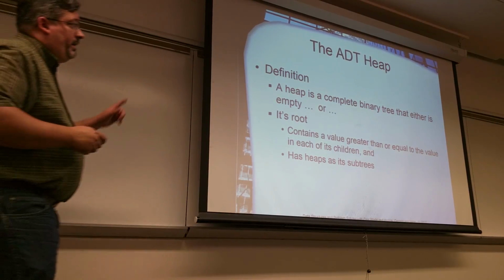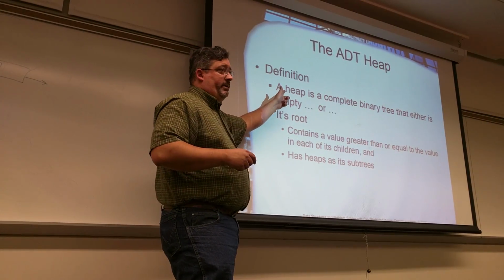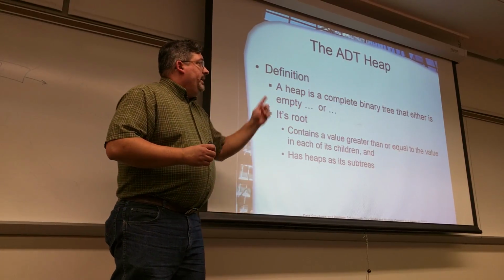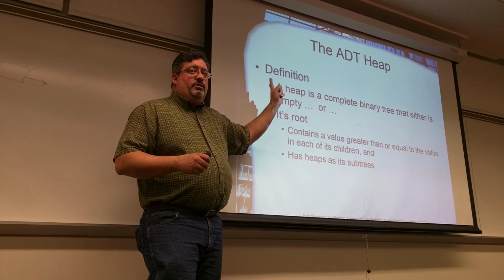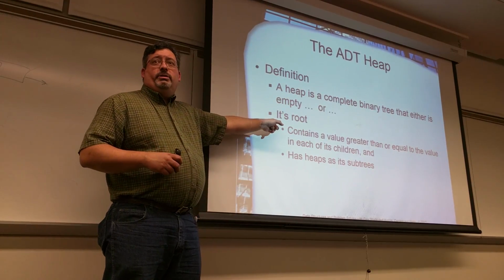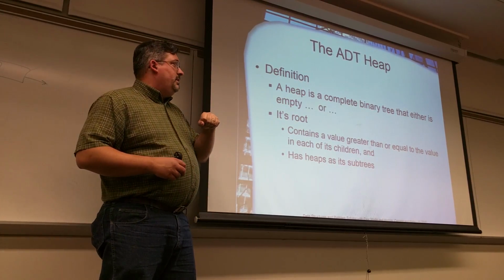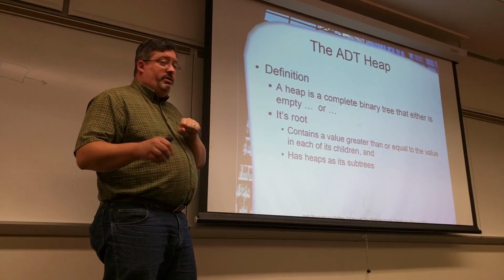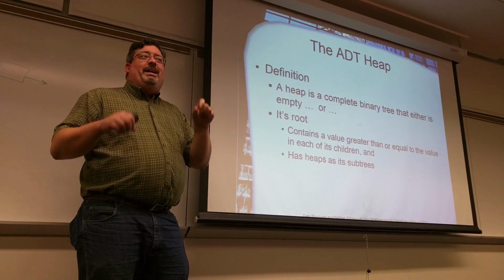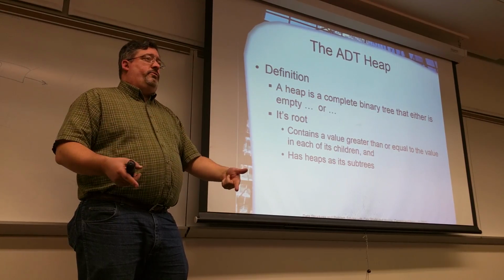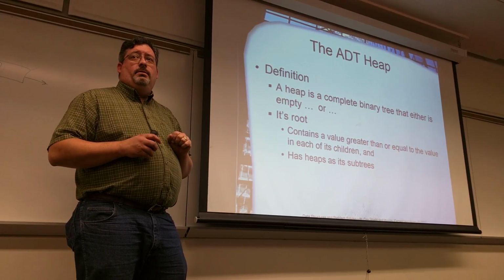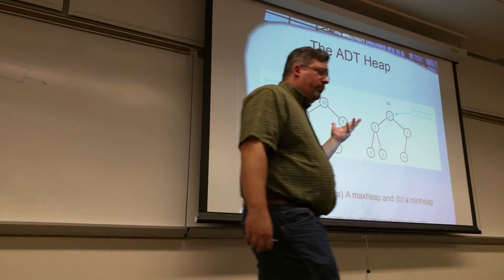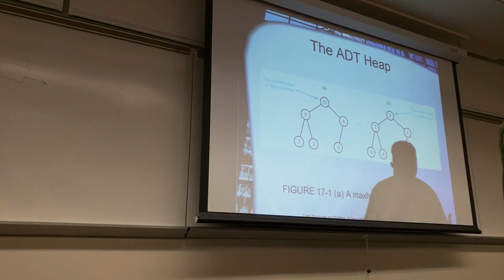So a heap is a complete binary tree. Binary, of course, means at most two children. And that tree is either empty or the root contains a value that is greater than or equal to the values of its children, and each child is itself a heap. So a heap within a heap. That's what all trees are, right? Trees within trees.